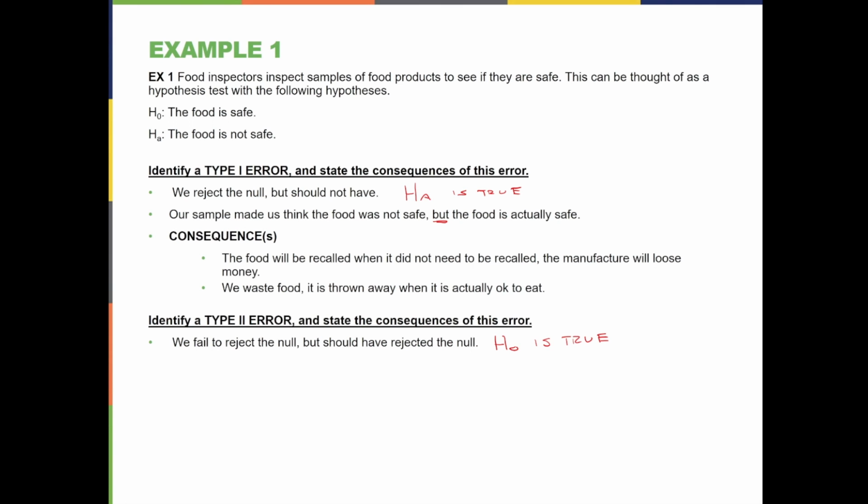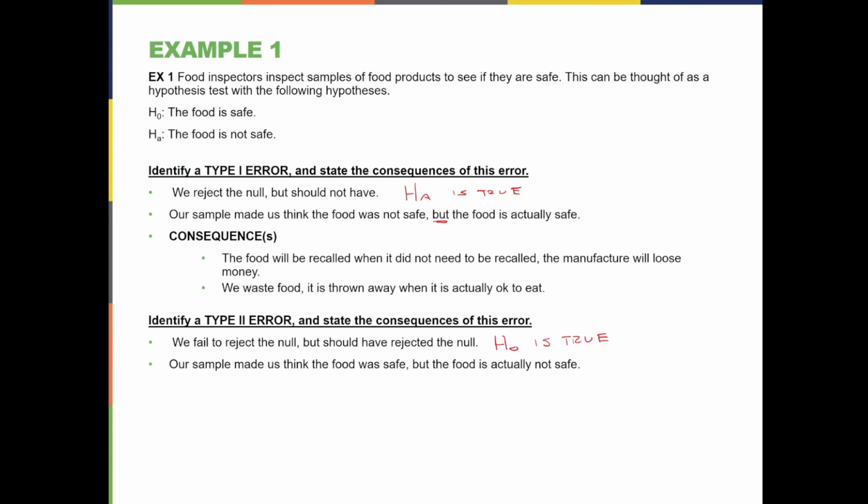So we failed to reject the null. That means we're going to think H0 is true. So the consequences of that error, in context, let's explain what that means. We failed to reject the null, but should have rejected the null. Our sample makes us think the food was safe, but in fact the food is actually not safe.